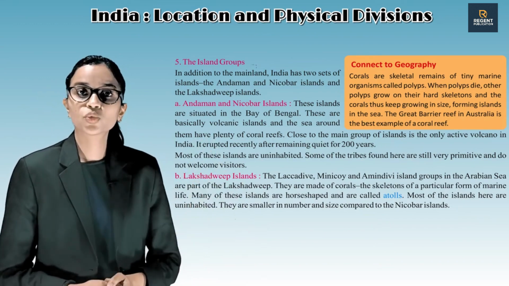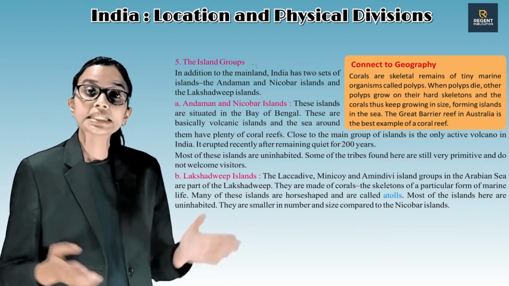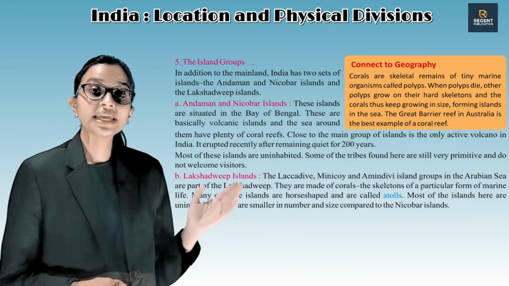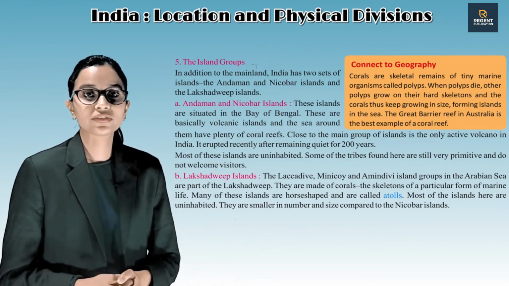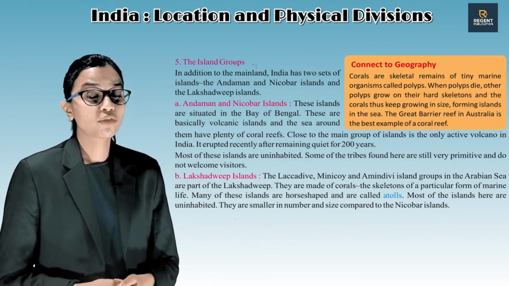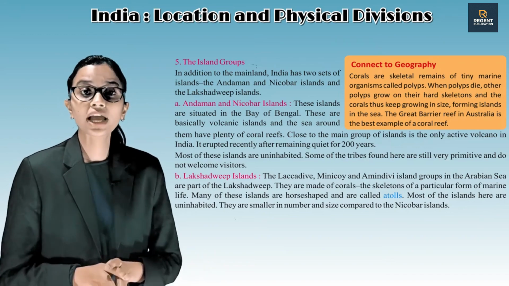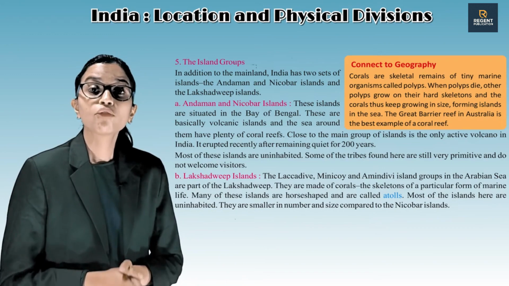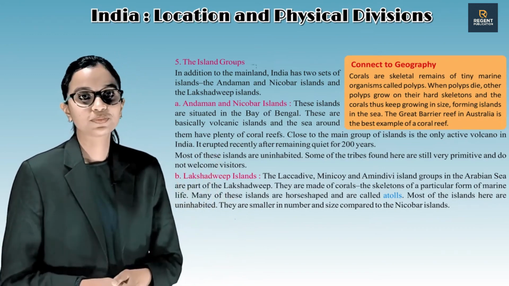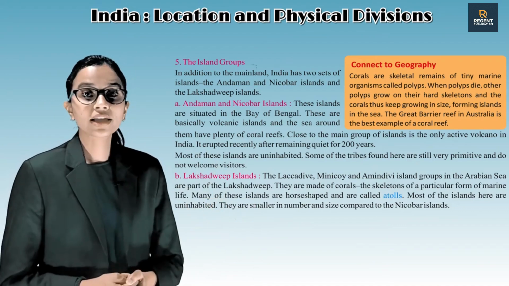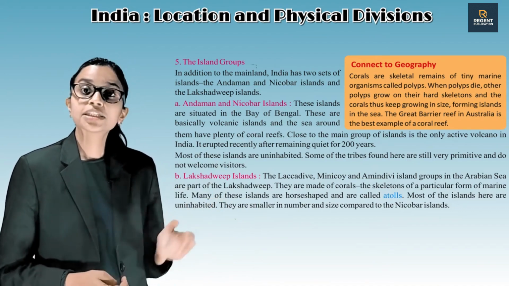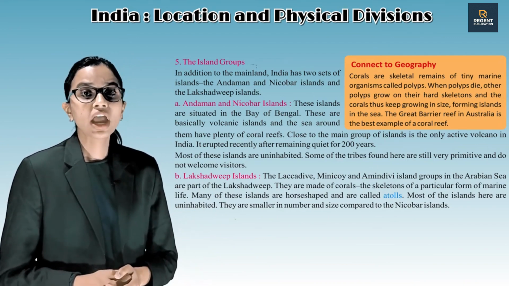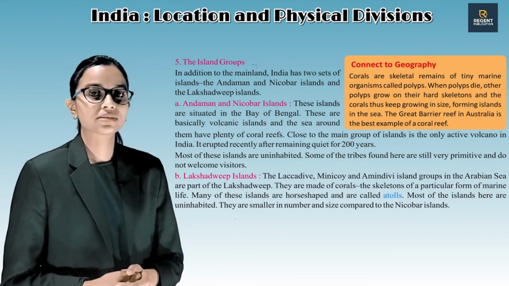These islands are situated in the Bay of Bengal. These are basically volcanic islands and the sea around them has plenty of coral reefs. Close to the main group of islands is the only active volcano in India. It erupted recently after remaining quiet for 200 years. Most of these islands are uninhabited. Some of the tribes found here are still very primitive and do not welcome visitors.